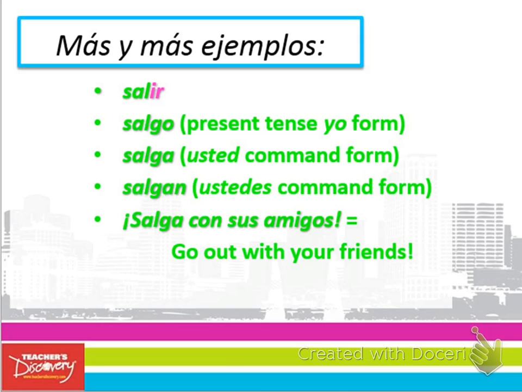Okay. There's an example of salir. Salir has a go change in the yo form, so you're going to keep that same change for the command. Salga for the singular form, telling one person. Salgan for telling a bunch of people to go out or leave.